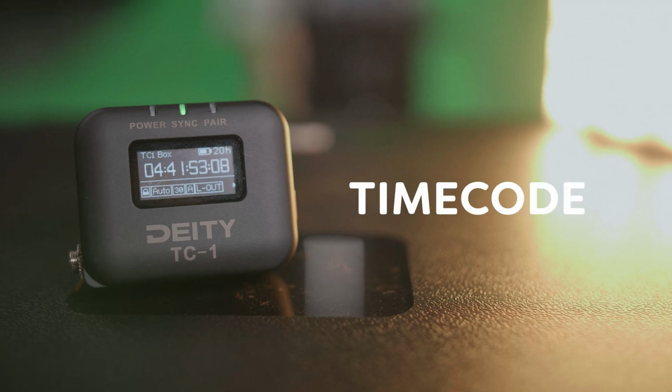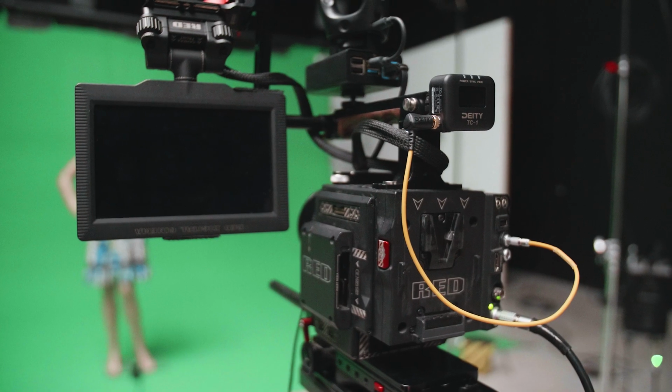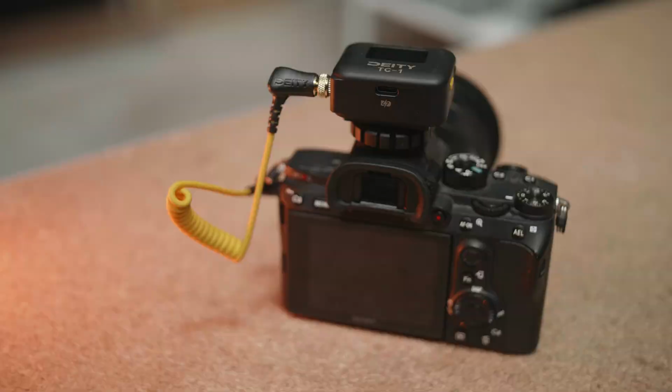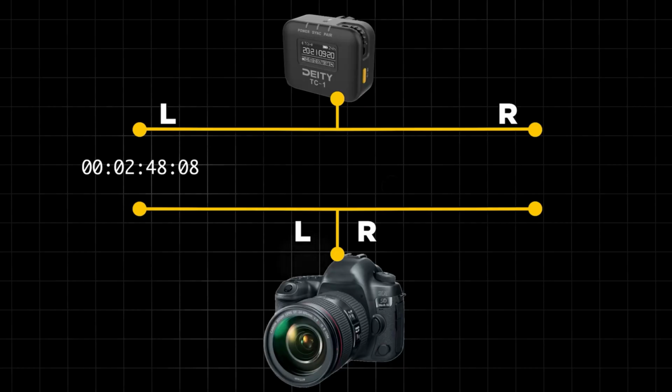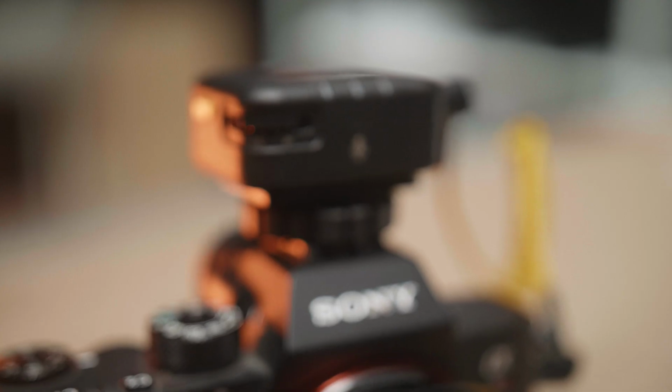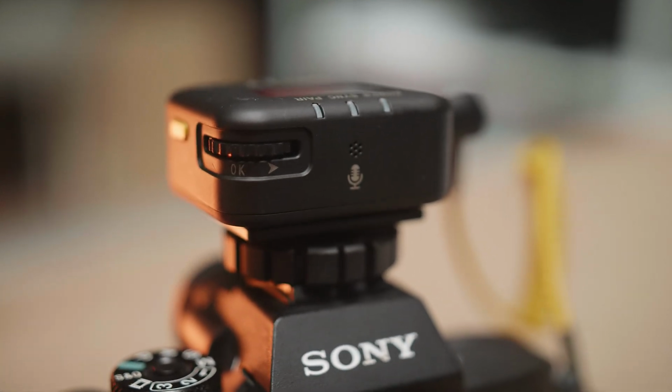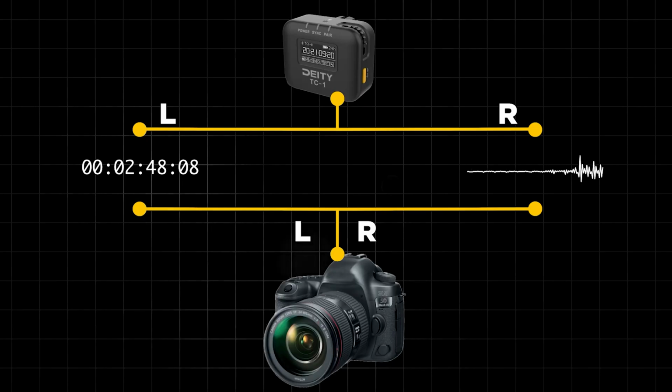You can get these timecode generators, which you connect to your camera. And the cool thing is that this works with almost any camera, as you can also plug it into the microphone jack. It will then write its timecode to the audio channel, but it also records audio itself because there's a small mic on the TC1, so you'll still have reference audio, which is super useful.